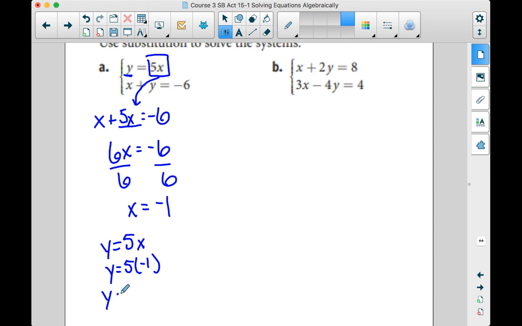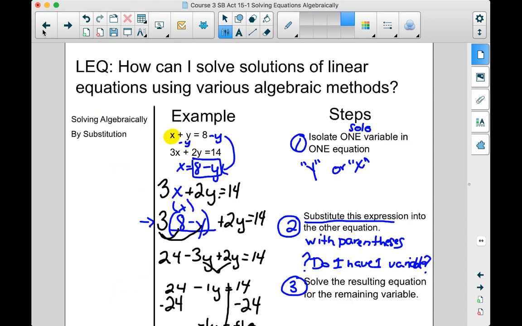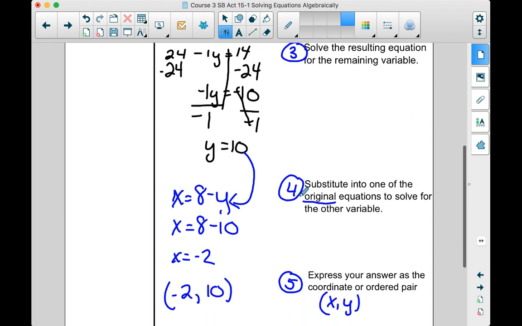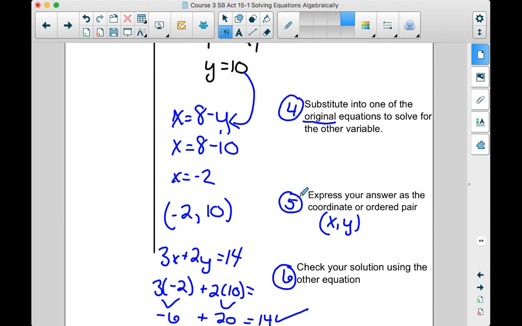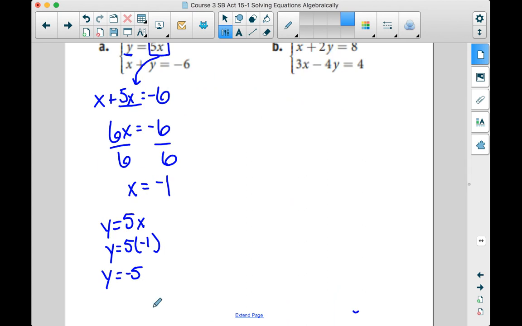So y equals negative 5. So my next step, I substituted. I'm going to express my answer as an ordered pair, and then I'm going to check it using the other equation. So my ordered pair right now, my x value is negative 1. My y value is negative 5. So I'm going to check that using the second equation.